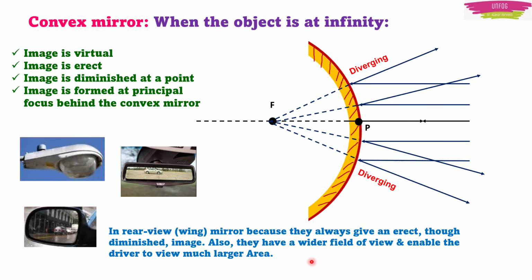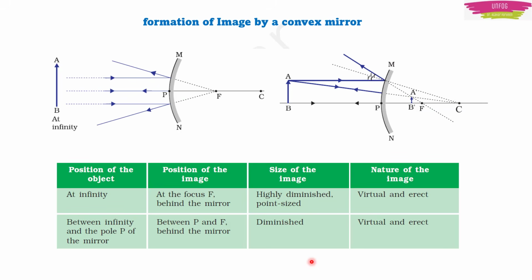Okay. Now more details on the convex mirror. How is the image formed? See, it is very simple for a convex mirror. If the object is at infinity, then the image is formed at the principal focus F, because the rays appear to meet here. And if the object is between the pole of the mirror and infinity, then the image is formed between the pole of the mirror and the focus, and it is diminished. And remember, the speciality of the convex mirror is that every time you will find only a virtual and erect image.